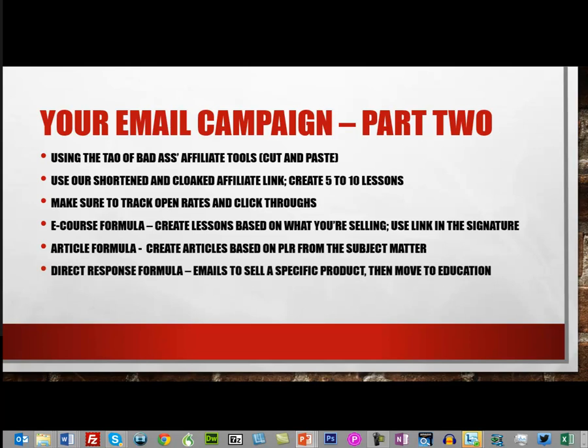Now there is also the direct response formula, and pretty much you're going to design the emails to sell the product. And after you have exhausted what you're going to do with that particular product, then you're going to move on to education of your list until you decide to start promoting another product, and you're going to put another product into your follow-up. Okay, so that's the direct response formula. Since the eCourse formula and the article formula are pretty straightforward, and we're going to get that information from either the product or from the PLR, we're going to talk a little bit about the direct response formula right now.